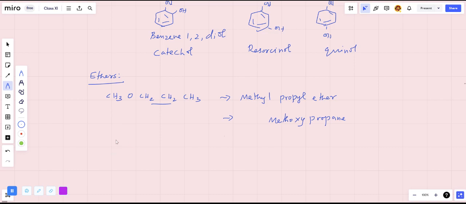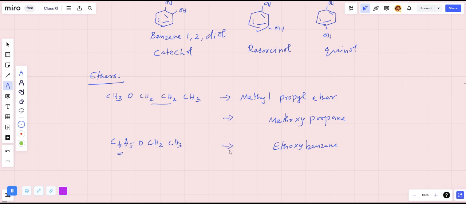If you take C6H5O CH2 CH3, which one has more carbon? This one, so the parent is benzene, and it should end with benzene. What benzene? Ethoxybenzene. The oxy means that it is an ether. Ethoxybenzene, not phenoxyethane. Don't write like that.